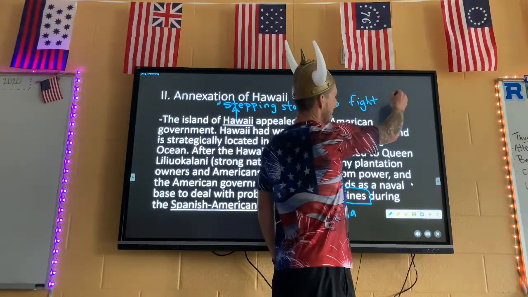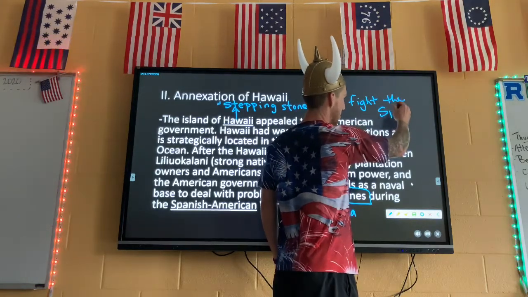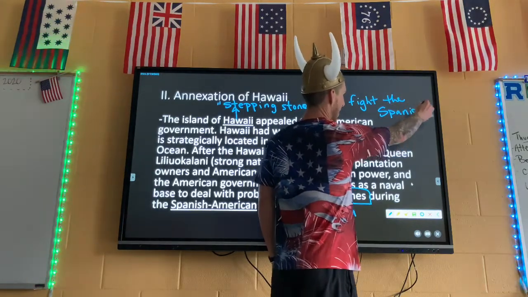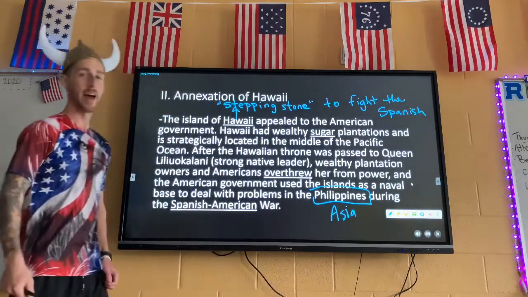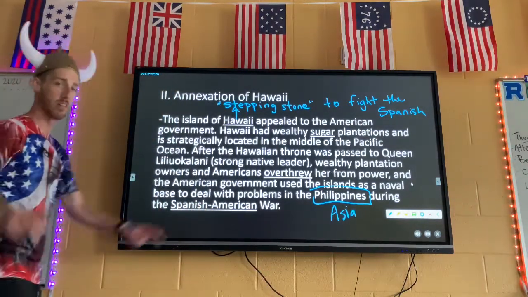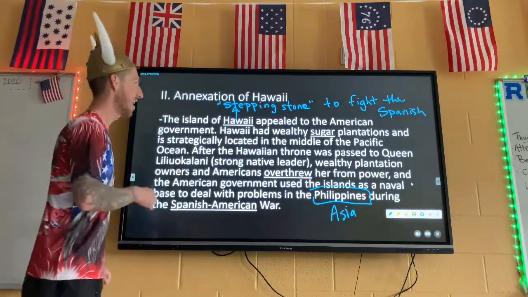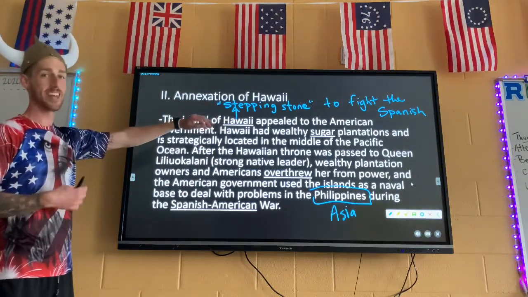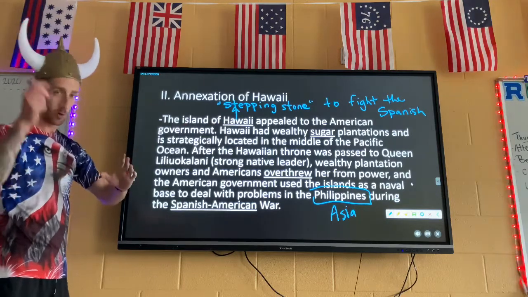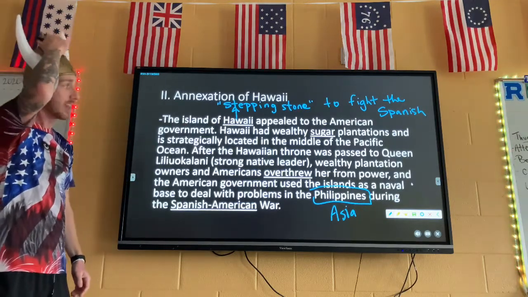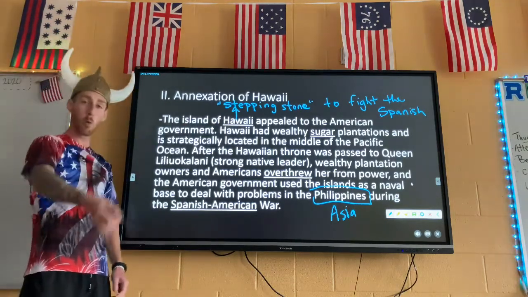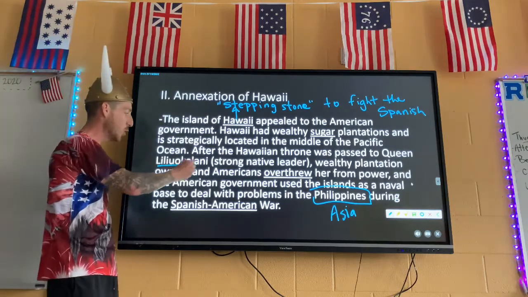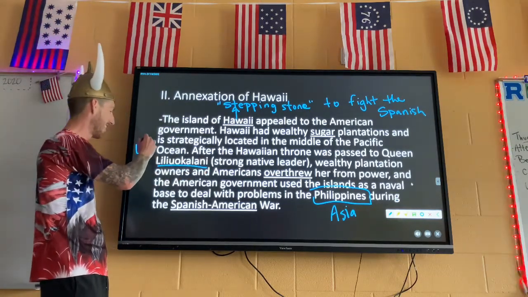So, the United States realizes, hey, we're gonna have to fight the Spanish all around the world because we want all their colonies. We're mad at them now because they blew up the Maine, okay? So, Hawaii at the time was a sovereign nation. They were independent. Nobody controlled Hawaii. They were doing their own thing, okay? And there was a queen of Hawaii. Her name was Queen Liliuokalani. We call her Queen Lily, okay?